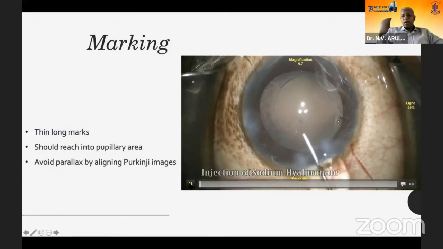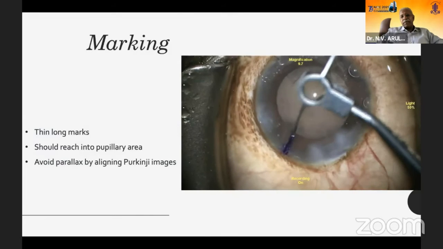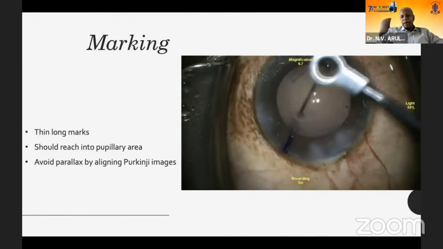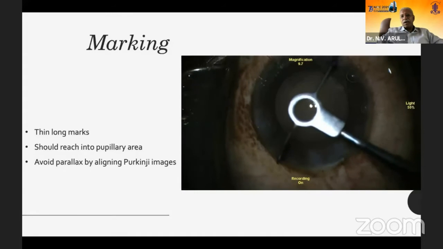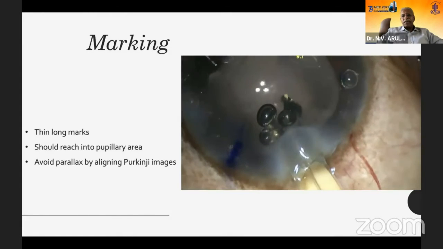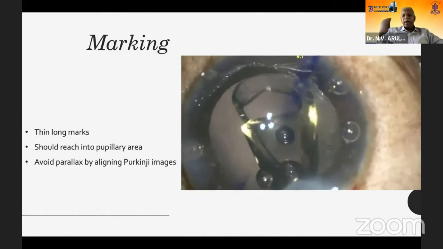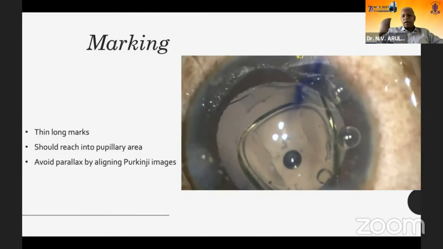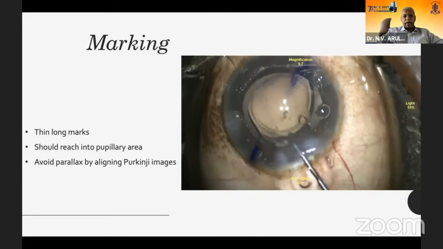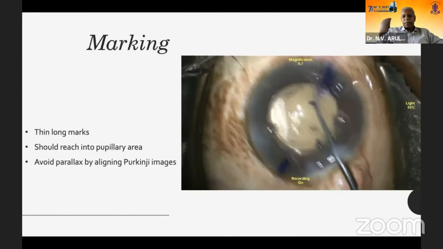After the surgery is over, the predetermined area, which has already been marked, as Dr. Ramesh said, on the slit lamp, the mark that you make on the cornea has to be thin, not smudged, and long. The axis mark has to come into the pupillary area so that you will not have parallax. Under a cohesive viscoelastic, the IOL is injected, placed in the bag.